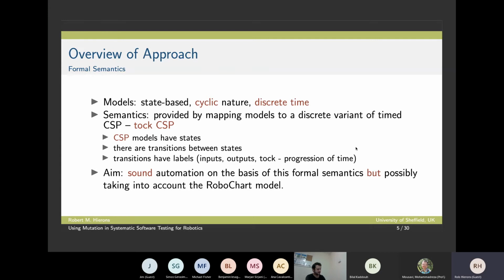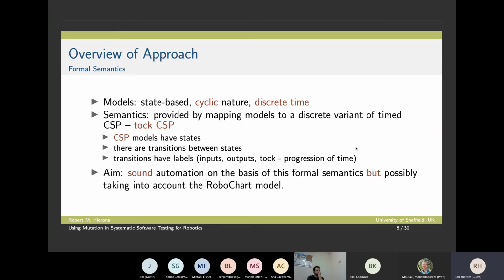So the models are state-based. They're cyclic, they have a step semantics, and so time is discrete. So this is all very similar to state charts. A distinct strength, of course, is that they have a formal semantics. So the semantics is provided by mapping the models to CSP. In this case, it's discrete time, so it's a language called tock-CSP.